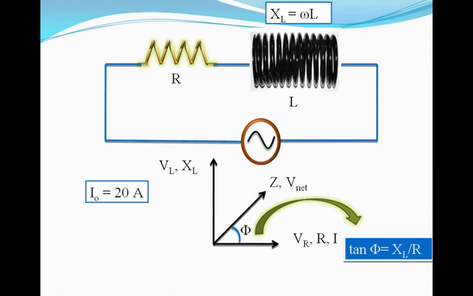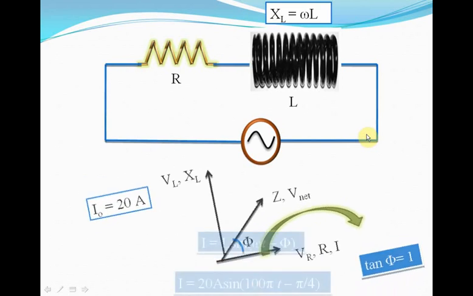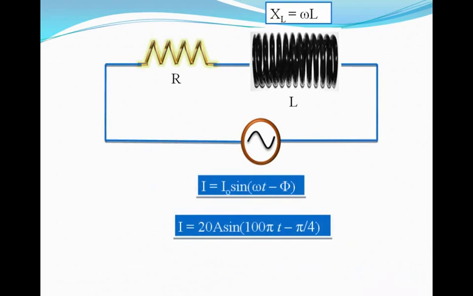From the phasor diagram, tan phi is XL by R. The value of XL is known, omega L is known, the value of R is given. So the value of tan phi comes out to be 1, or phi comes out to be 45 degrees. And therefore you can say that the net value of electric current at any instant t is I equal to 20, the maximum value of current, into sin(omega t minus pi by 4), isn't it?